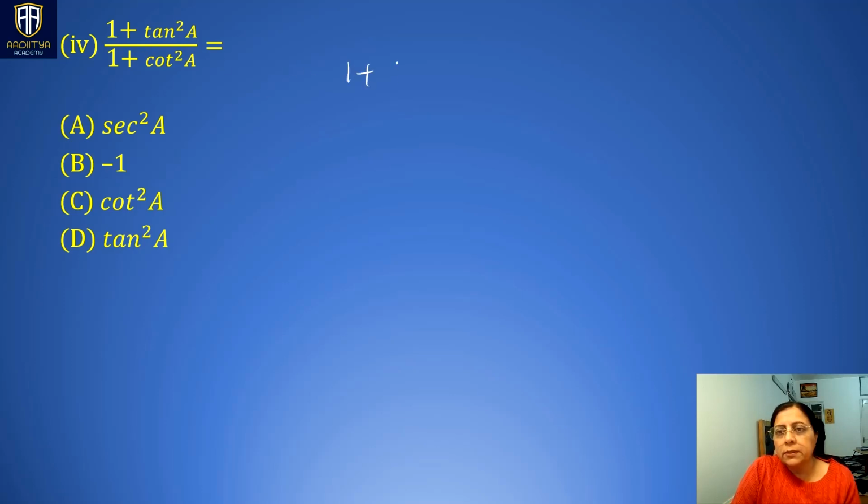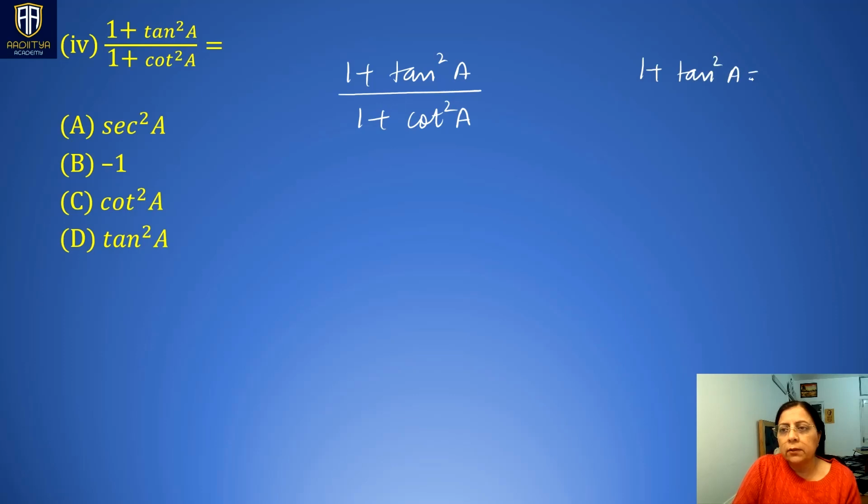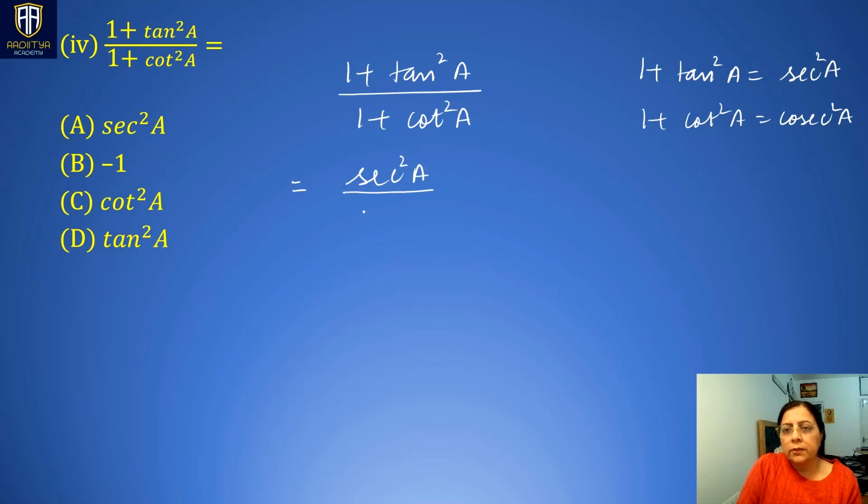Now 1 plus tan square A upon 1 plus cot square A. Now if you remember those identities, I am writing it once again. 1 plus tan square A directly gives us the value of secant square A. And 1 plus cot square A gives us the value of cosec square A. So we can simply put these values. This is equal to secant square A, and this is cosec square A. Right? Now, we don't have either of these things, so we have to simplify it further.